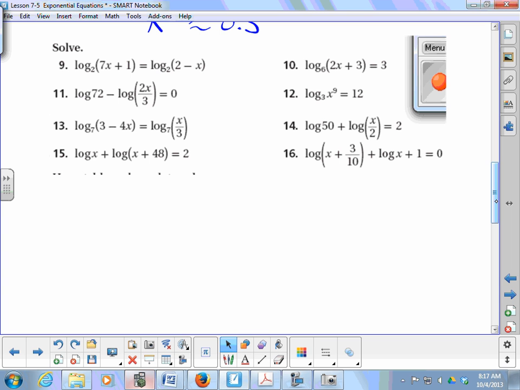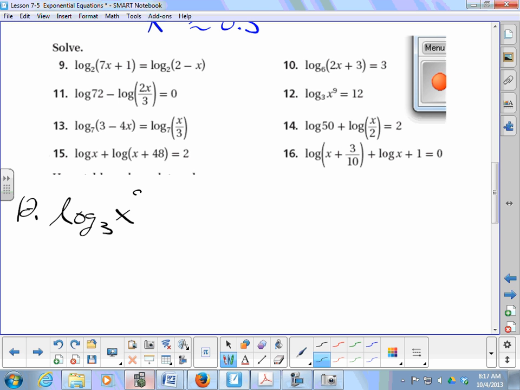All right. Number 12. Log base 3 of x to the 9th equals 12. Now this is really one of the easier questions because I've simplified. It's in logarithmic form right now, right? So change it to exponential.